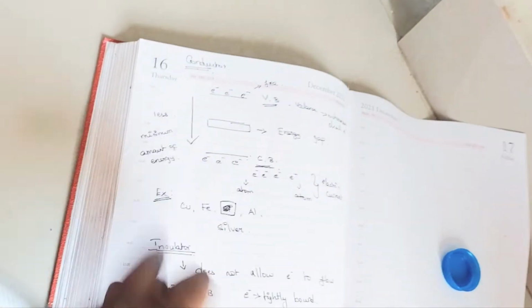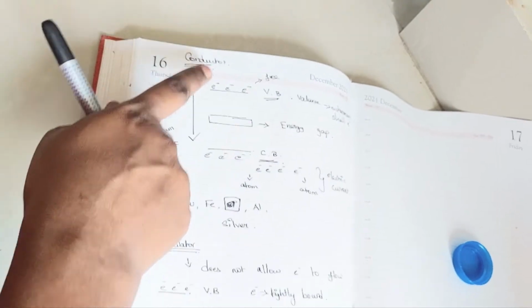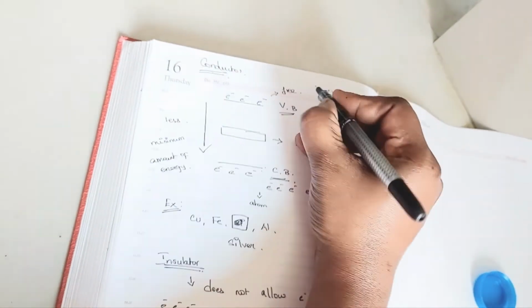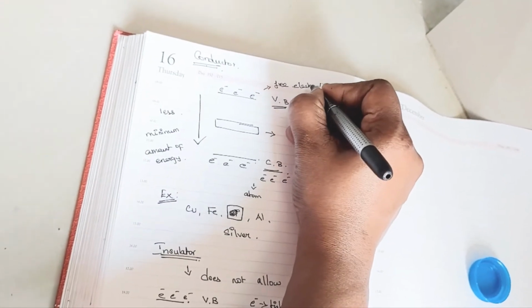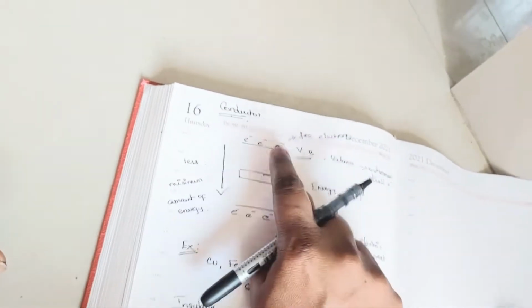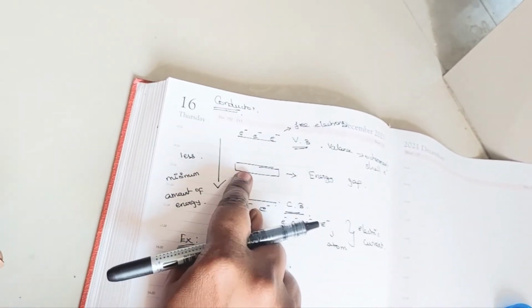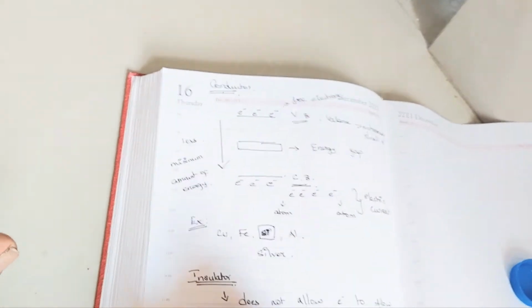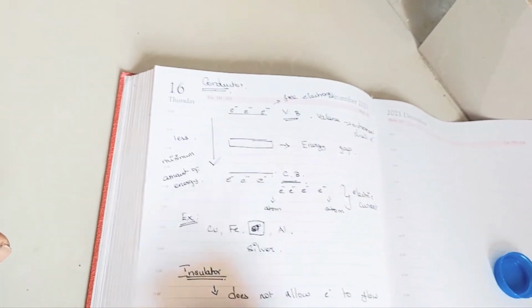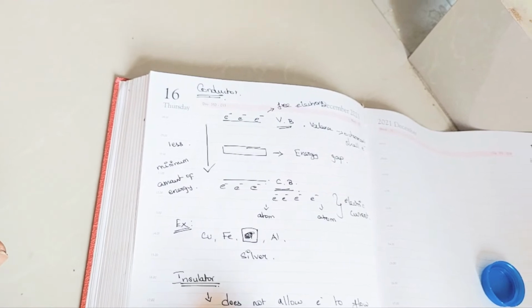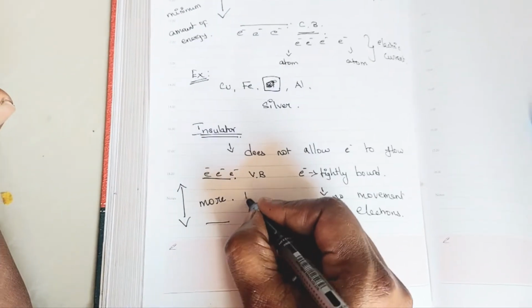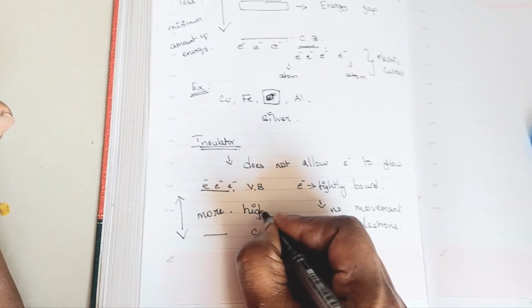Let me tell you, in a conductor, once the electrons get energy, they are called free electrons, and they move from the valence band to the conduction band, and the energy gap there is very small, as I told you. But here, in an insulator, the energy gap between the valence band and the conduction band is more. It is a very high energy gap.